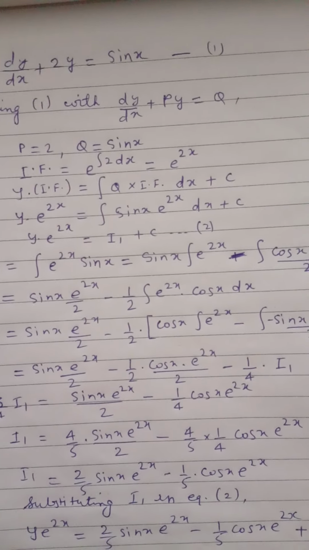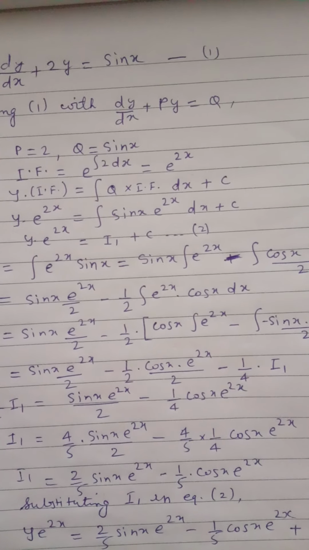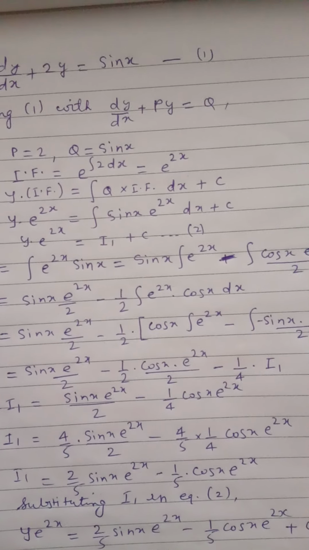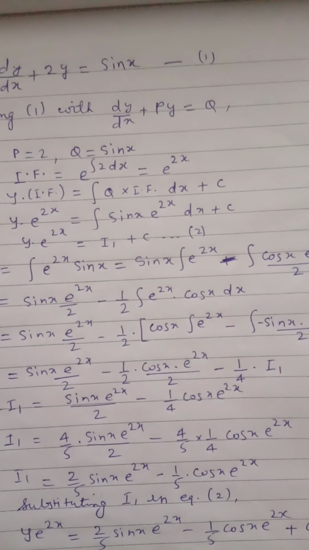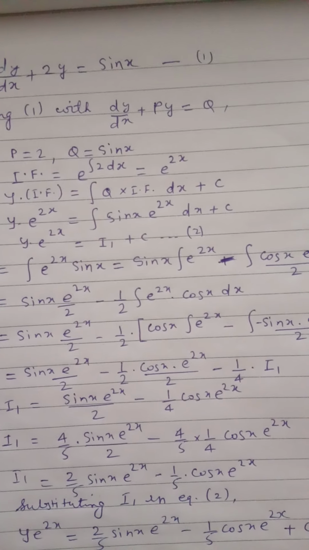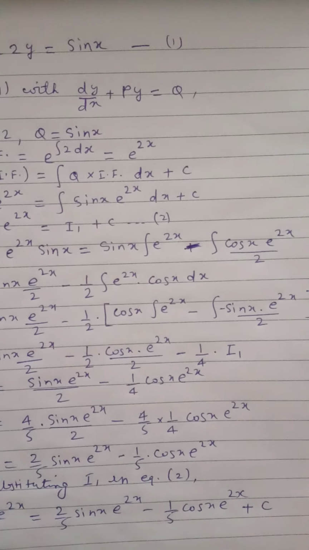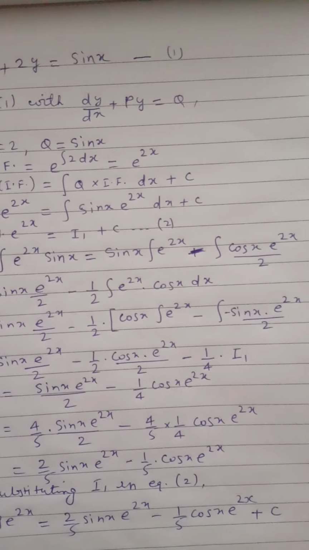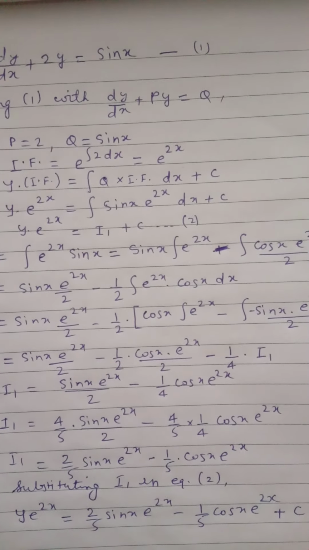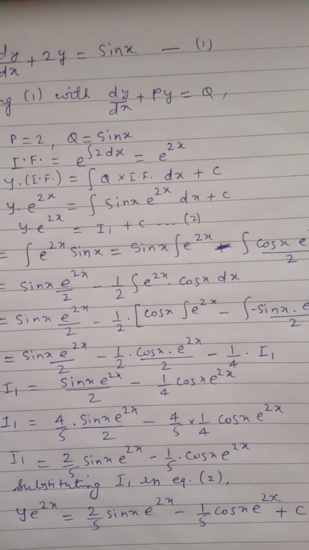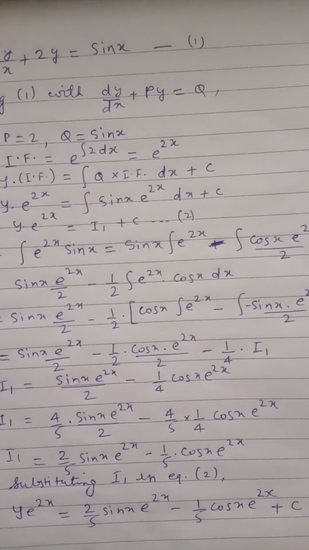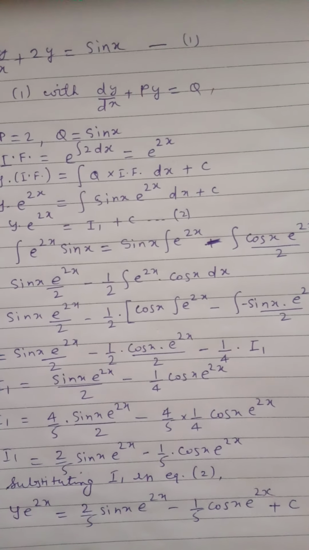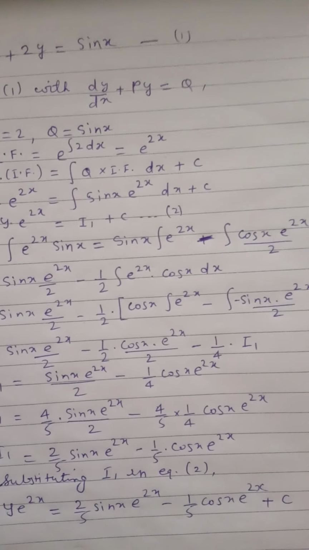Now equal to sin x into e raised to 2x upon 2 minus half. Again we will integrate by parts. We get cos x into e raised to 2x upon 2 minus the integral of the derivative of cos x, which is minus sin x, into e raised to 2x upon 2, since the integral of e raised to 2x is e raised to 2x upon 2. Now this is equal to sin x into e raised to 2x upon 2 minus half into cos x e raised to 2x upon 2 minus 1 upon 4 I1, because sin x into e raised to 2x is I1.